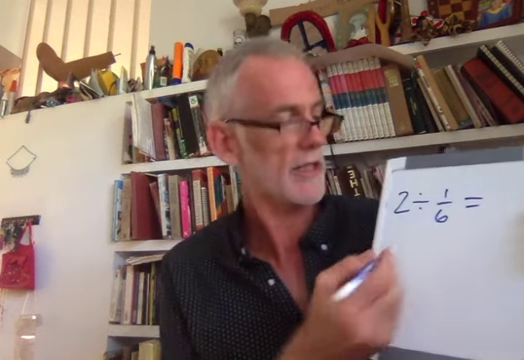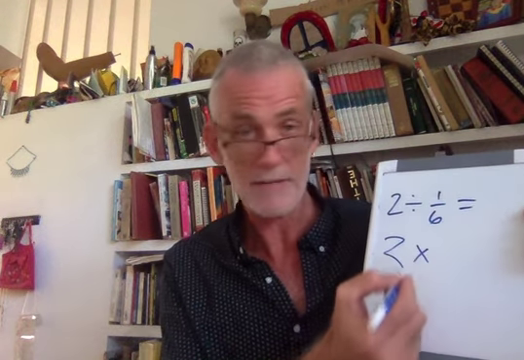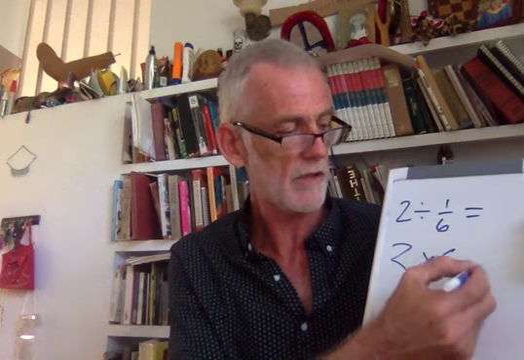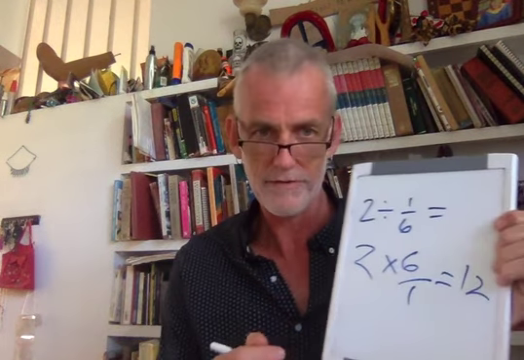2 divided by 1/6, number 1. How many sixths can you put into 2? Well, how many sixths can you put into 1? 6, right? So for 2, the answer is going to be 12. But let's see how we got that answer. 2 divided by 1/6 is the same as 2 times, flip it, 6 over 1, 12, right?